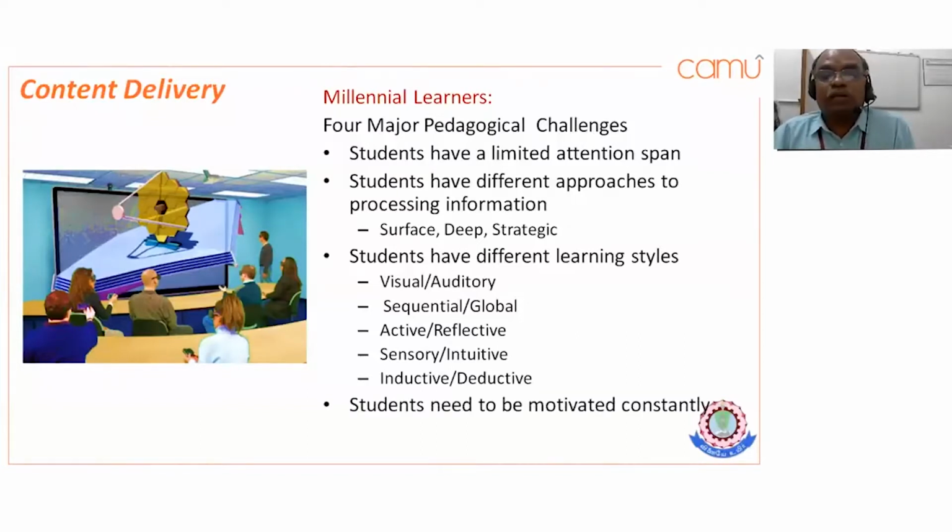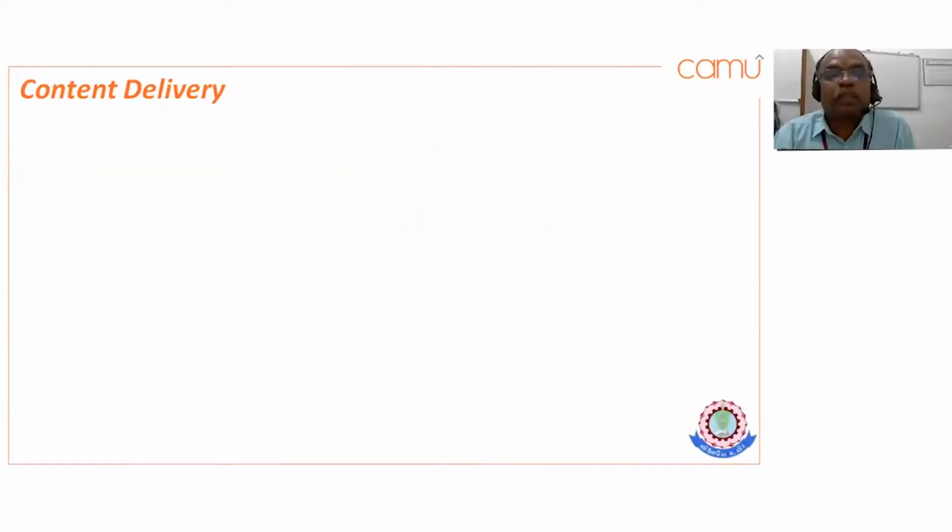The last one, the fourth challenge: students need to be motivated constantly. That means for all the assessments, we should be able to give constructive feedback to the students. These are the 4 major pedagogical challenges we should understand, and how we plan our content delivery activities so that we can easily reach the expected level of outcomes in the OBE framework. Then the next level is millennial learners and the teacher's role.